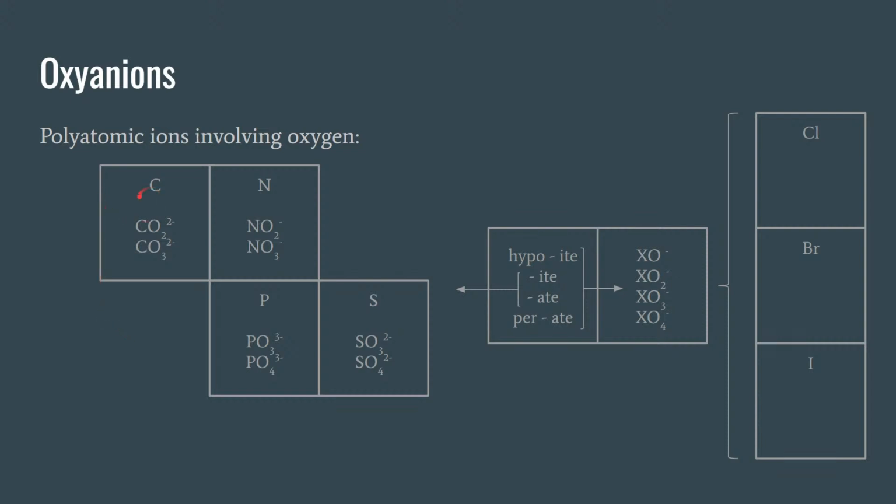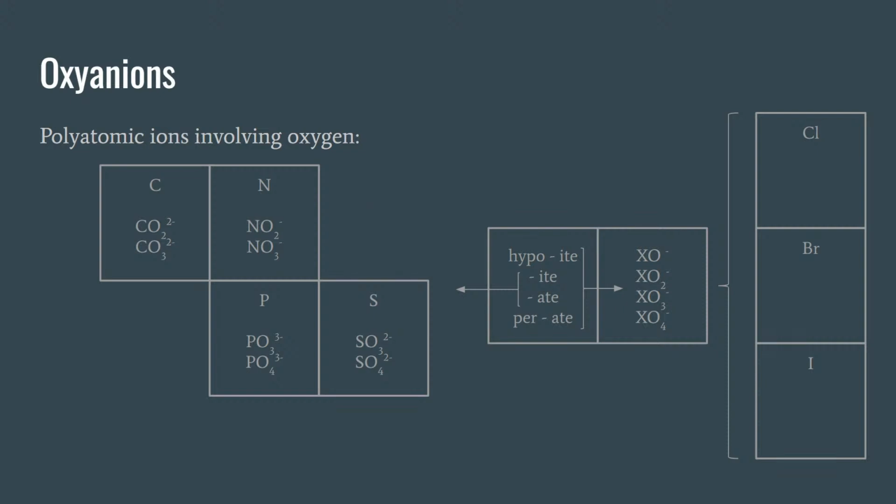When you take a step to the right along a particular row, the charge goes down by 1. So carbon is 2 minus, nitrogen is 1 minus, phosphorus is 3 minus, sulfur is 2 minus. And then between the rows, when you go down a row, the charge goes up by 1. So from 2 to 3, from 1 to 2. Okay? So that might help you to remember these things, maybe.